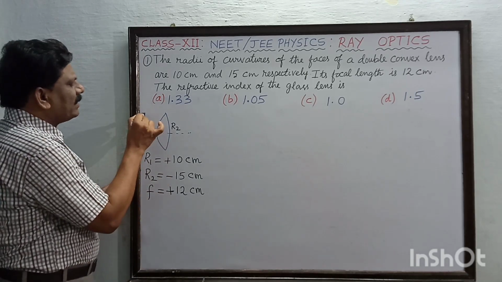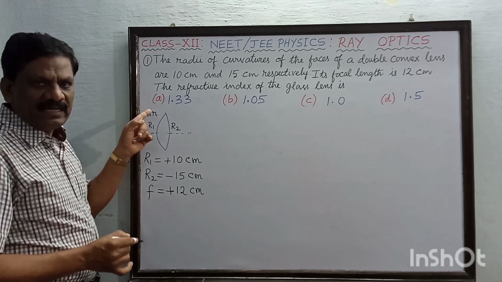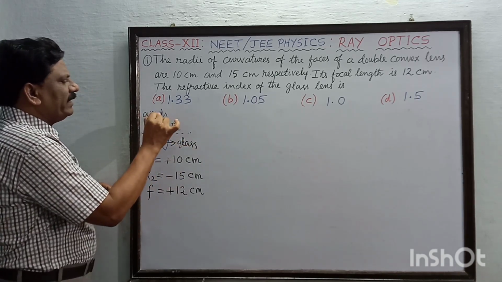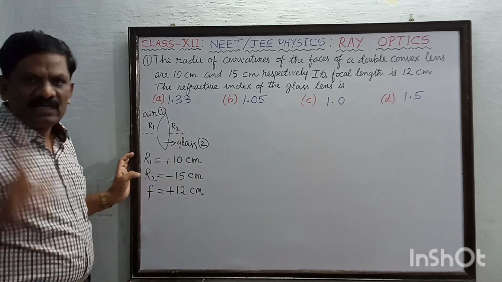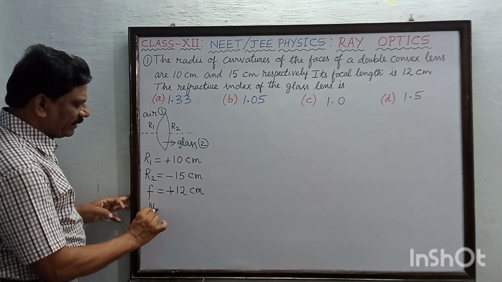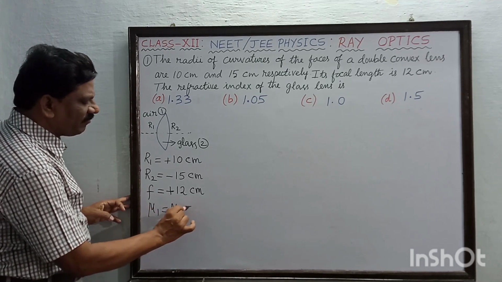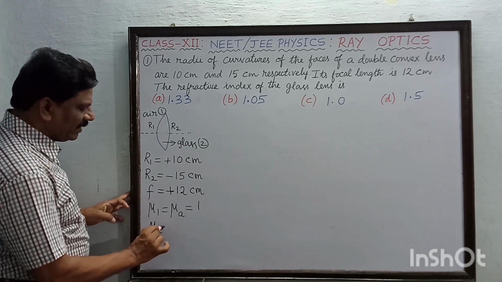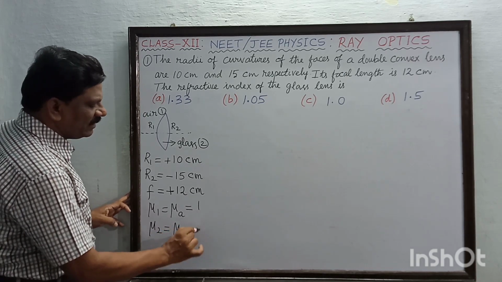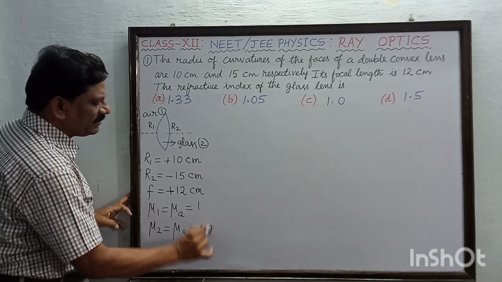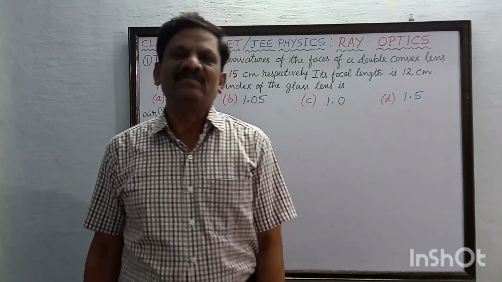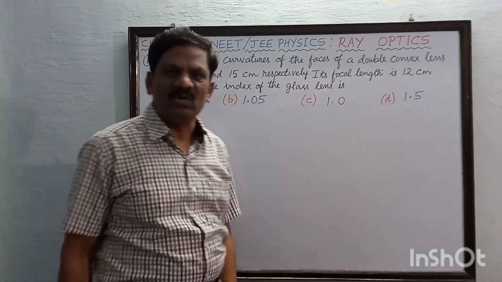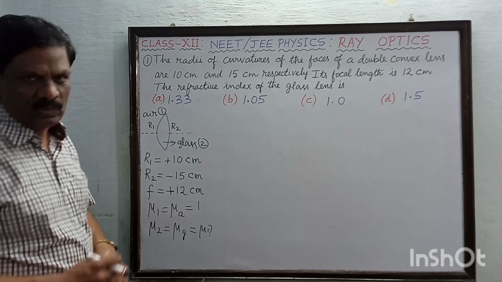Now the medium on the left side of the lens is air, and the lens is made of glass. So the first medium is air and the second medium is glass. Therefore, the refractive index of the first medium is that of air, which is taken as 1. And the refractive index of the second medium is that of glass, taken as mu. That only is asked here. We have to find that only. The final question is what the refractive index of the glass lens is. That is mu2 we have to find out.